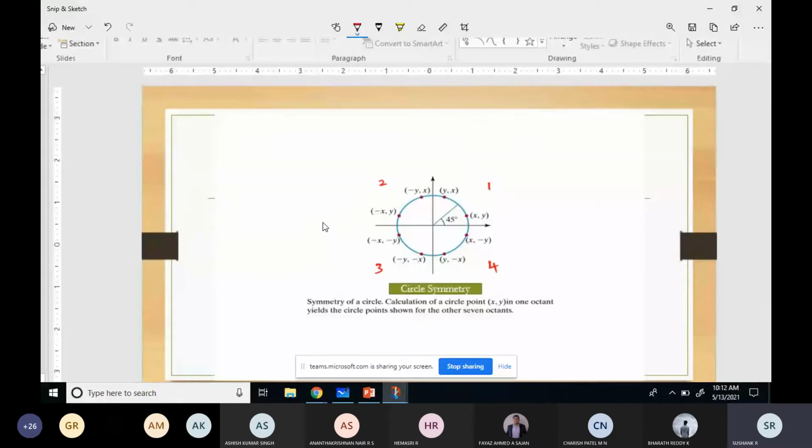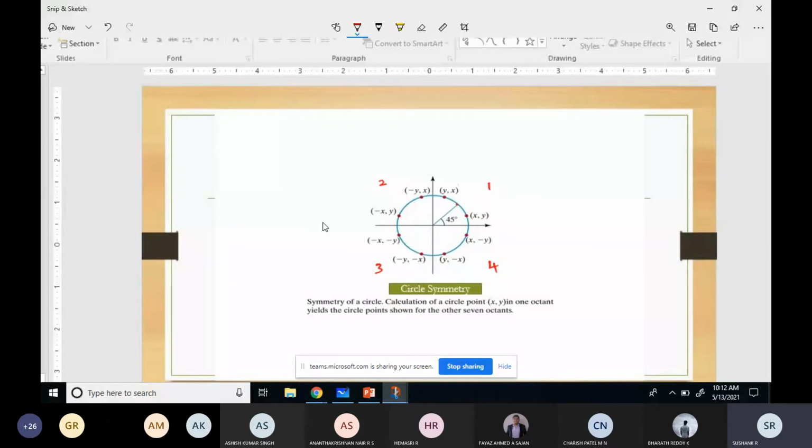If you can calculate the points from this point to this point, you can calculate the points from this point to this point. If you just interchange the x and y value, you can generate this. So x comma y, this is symmetrical. You might have generated x comma y at this point, then y comma x means the circle at this point. Again, x comma y at this point, again y comma x means this point.